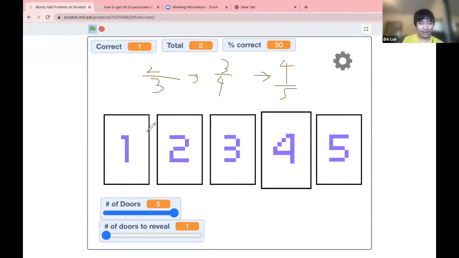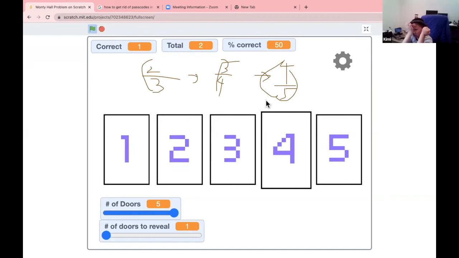Do you notice something about the bottom number, the denominator? This one is for 3 doors, this one is for 4 doors, and this one is for 5 doors. Does anyone notice something about that? The denominator is probably how many doors there are. Yeah, the denominator is how many doors there are.